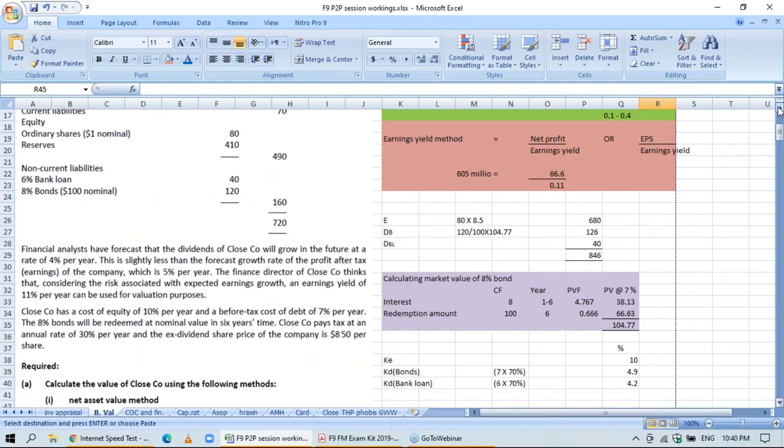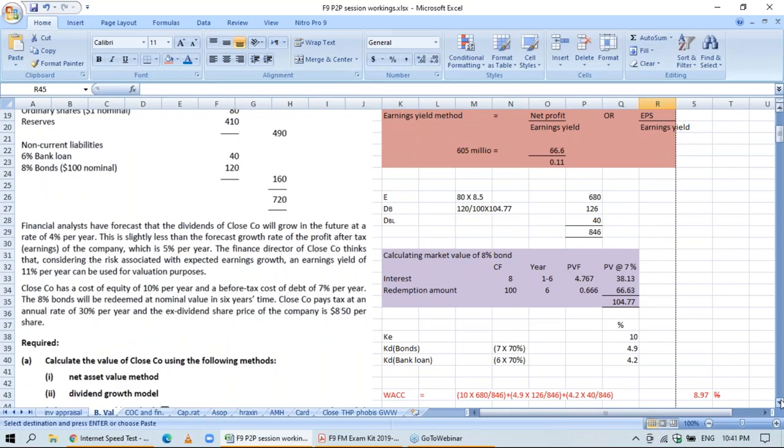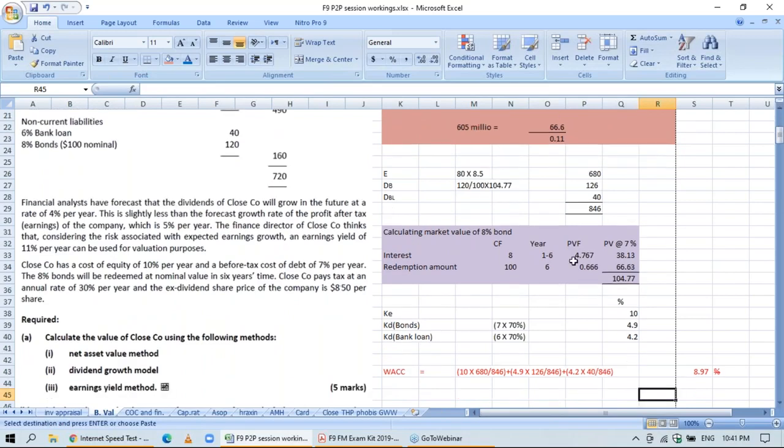Okay, now there's a question. From where did I get this 104.77? Students, now listen carefully. From where did I get this 104.77? The value of the bond. This I have to calculate now. This I have calculated with a formula.